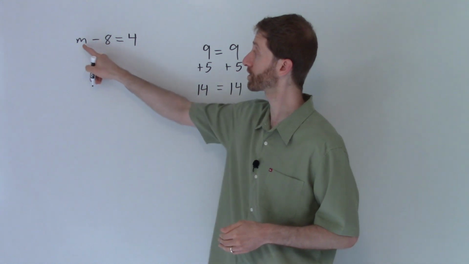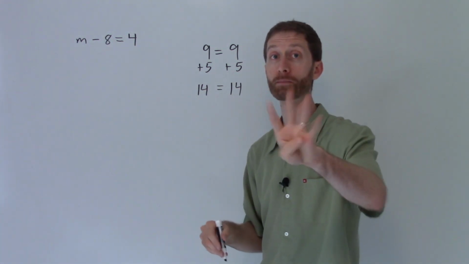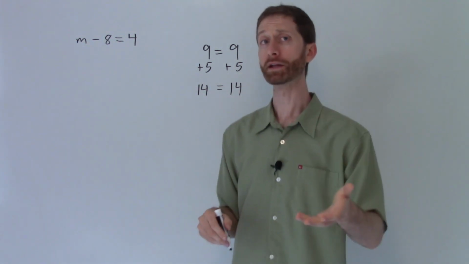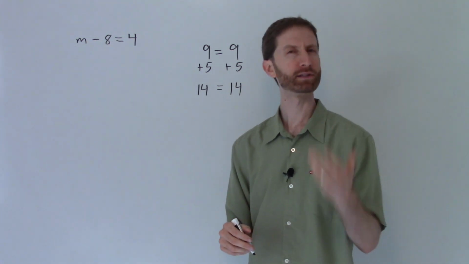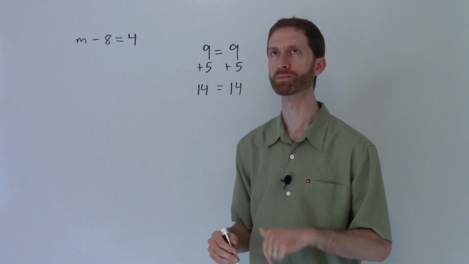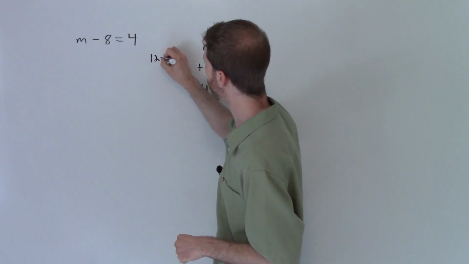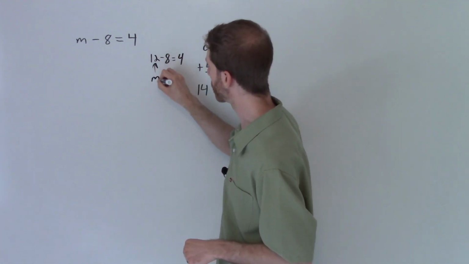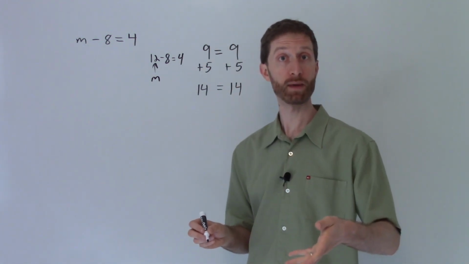This equation says some number m minus 8 is equal to 4. So how do we deal with some number m minus 8 equals 4? Well, you could do it mentally. You could look at that equation and say, what number, when I subtract 8 from it, gives me 4? Well, 12 minus 8 equals 4. So I know that 12 minus 8 is equal to 4. So therefore, my answer of m equals 12 makes sense. That's using good solid mental math.